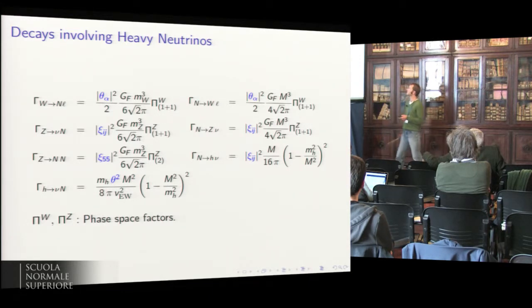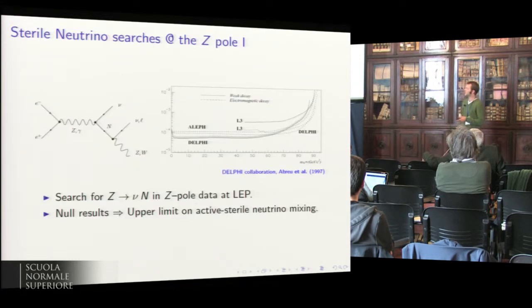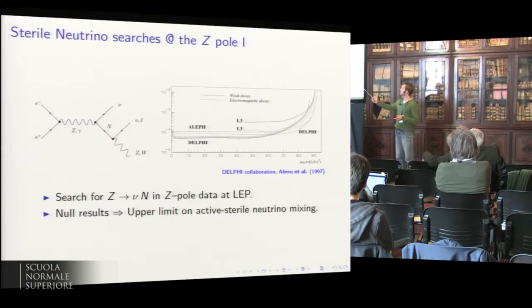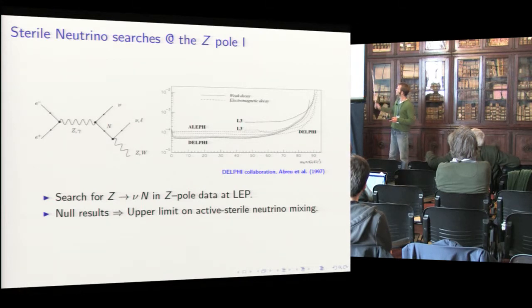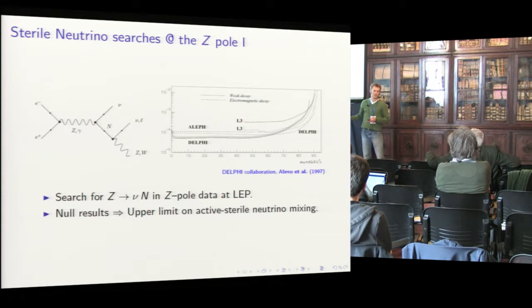This is a very interesting signature, but we have not really had time to study that yet. This is the promised reference on the Delphi collaboration, but I should mention the other experiments at this point also, because they also conducted such searches. This was a direct search at a Z-pole. The signature was a monojet plus missing energy, so we have a W here that decays.